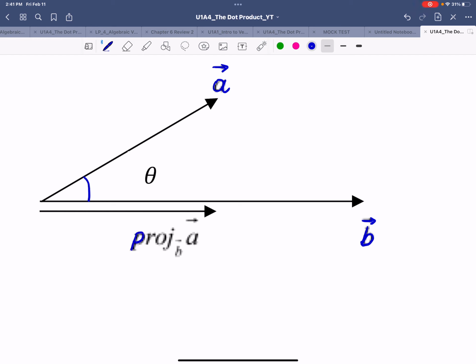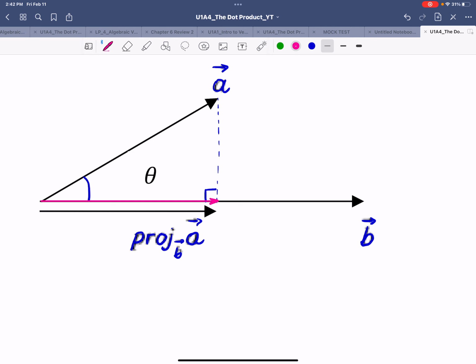So we write projections, PROJ for short. We write vector A first and vector B at the bottom here, which tells us that this is the vector we are projecting and this is the vector we are projecting on. The projection is drawn by dropping a perpendicular from the head of the vector we are projecting onto the vector we are projecting on. And this will be what we call the projection of A onto B.